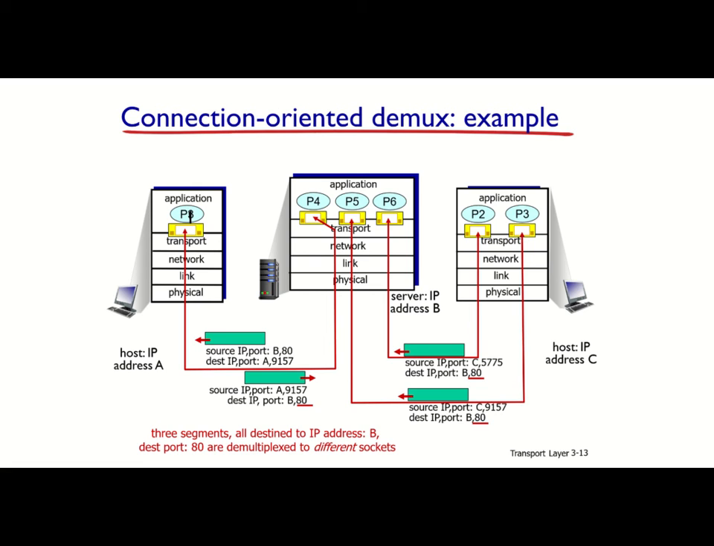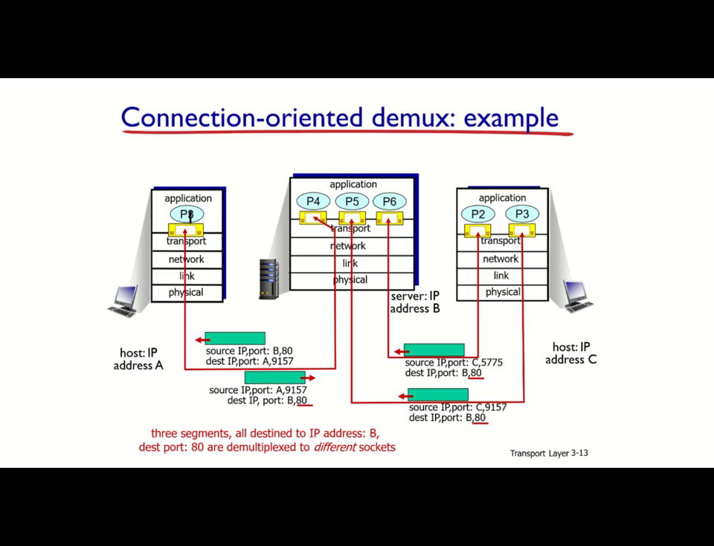There are 3 hosts in this figure: the left-hand side host, the middle host, and the right-hand side host. In the left-hand side host, we have process P1. In the middle host, we have 3 processes, P4, P5, P6. And then the right-hand side host, we have 2 processes, P2 and P3. The IP address for the left-hand side host is A. The IP address for the middle host is B, and the IP address for the right-hand side host is C.